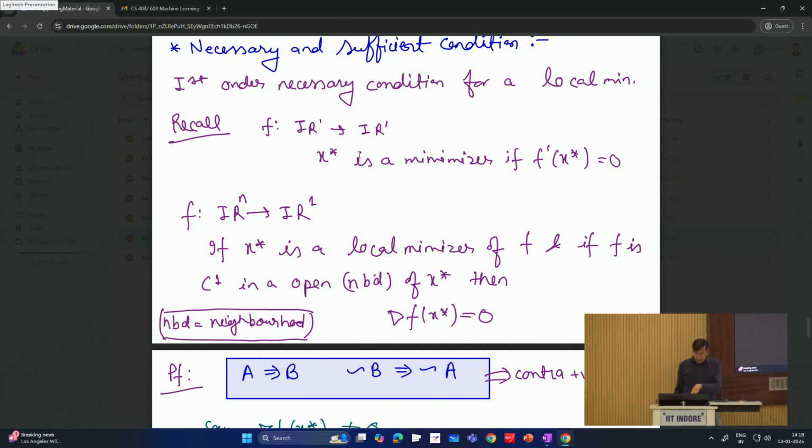So I've written it here. Recall, from R1 to R1, x star is a minimizer if f'(x star) is equal to 0. It's a necessary condition. What is a necessary condition? It has to be definitely true, but it is not sufficient to make it definitely true.